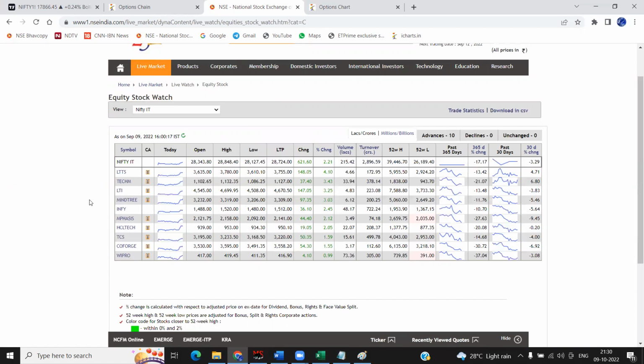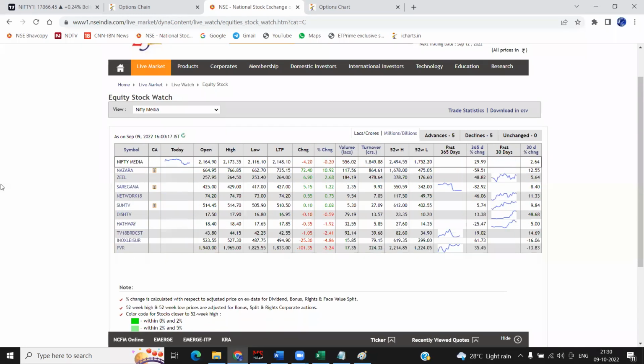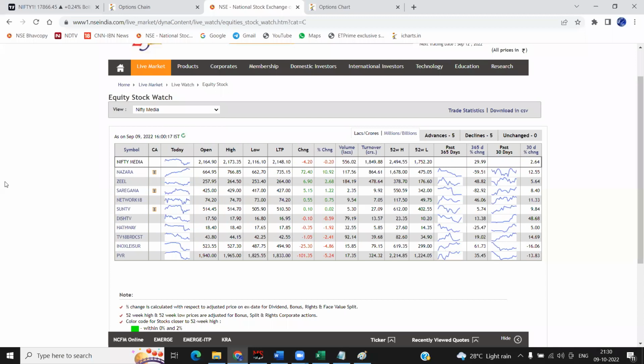And suppose at 3:15 you are saying that okay, media is performing. Here are the sectors. See, auto, bank, energy, financial services, and all. So say Nifty media is performing. You're getting it at 3:15. Now you have a quick check at the charts. Accordingly, take position.